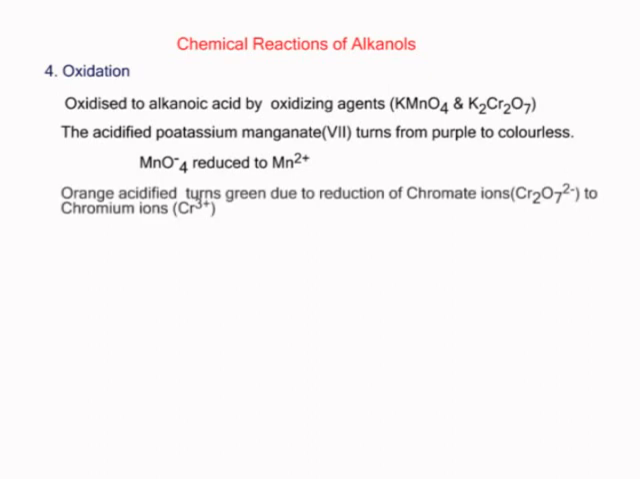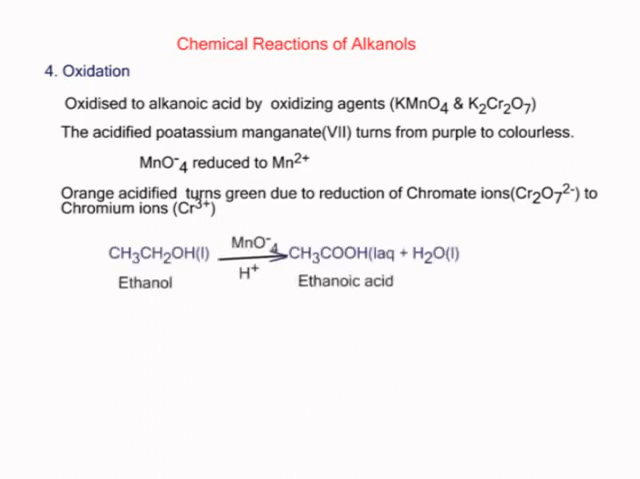Similarly, orange acidified potassium dichromate 6 turns green due to reduction of chromate ions to chromium ions, which are green in color. Now the equation for that can be shown there. Ethanol being oxidized by manganate ions to form ethanoic acid and water. Structurally, you can see the introduction of the double bond, and you see the attachment of the oxygen there in the oxidation process. That is very important.